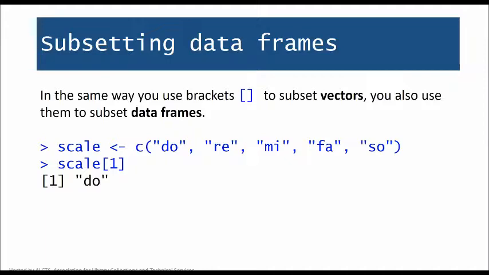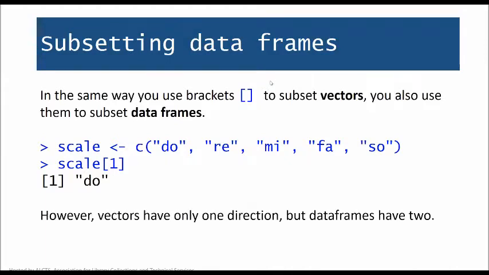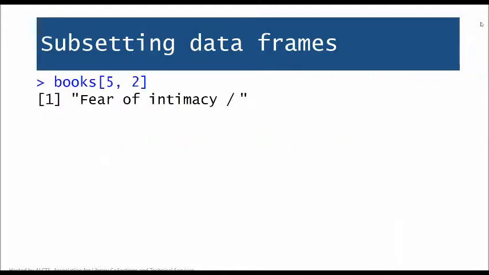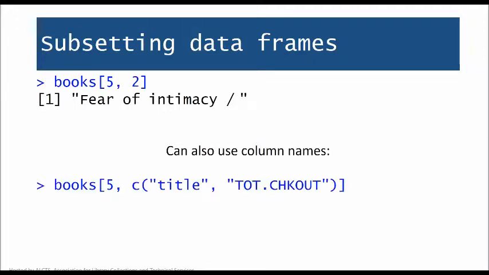And if I put scale brackets 1, I'll get the first of those elements. Well, it works the same way with data frames, except where vectors only have one direction, data frames have 2. Not only do they have the row, but they also have the column. So for example, if you put books, that's the name of my data frame, bracket 5, 2, that's going to get the 5th row down and the 2nd column, which is the title. So in this case, the title is Fear of Intimacy.